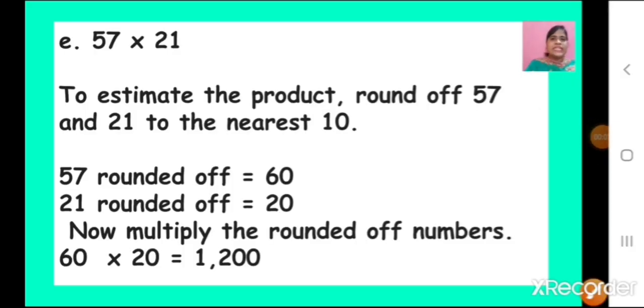Children, the next one is E question. Okay. I will show you the homework sums afterwards. Now the next one is E1, which is 57 multiplied by 21. Here you can see both of them, the multiplicand and the multiplier are 2-digit number. So both of them we have to round off to nearest 10. So write down the statement. To estimate the product, round off 57 and 21 to the nearest 10.